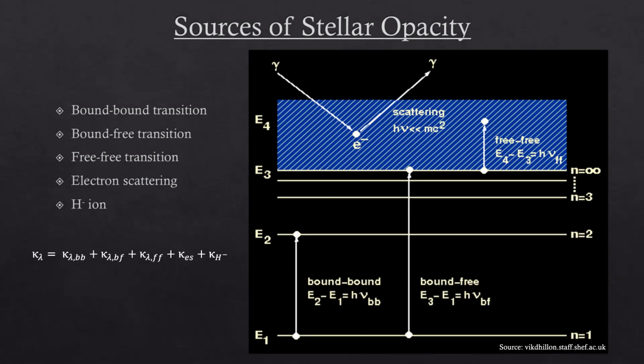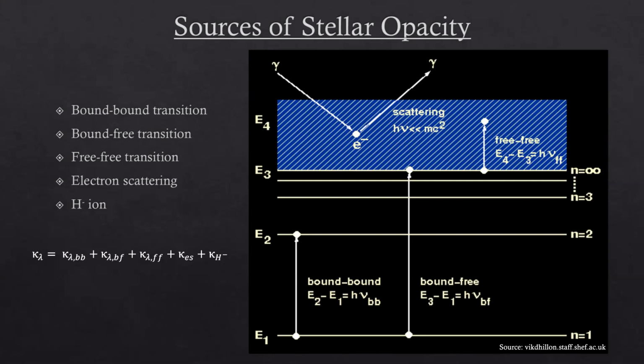You have bound-free, which means basically photoionization. So a photon ionizes an atom, which means an electron is released. Again, the opposite can happen as well. That's called recombination.